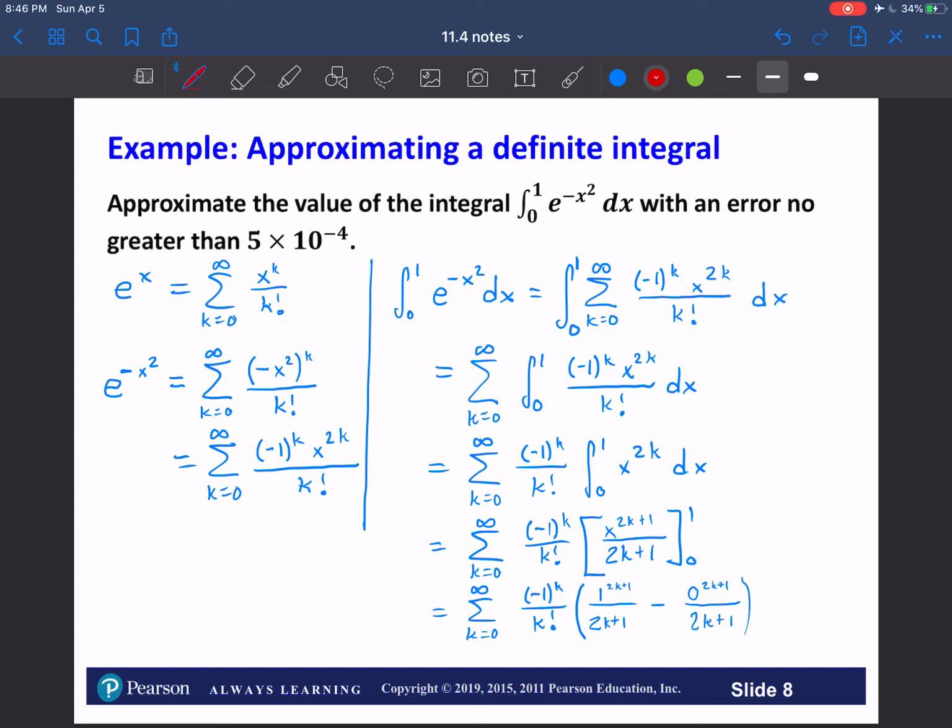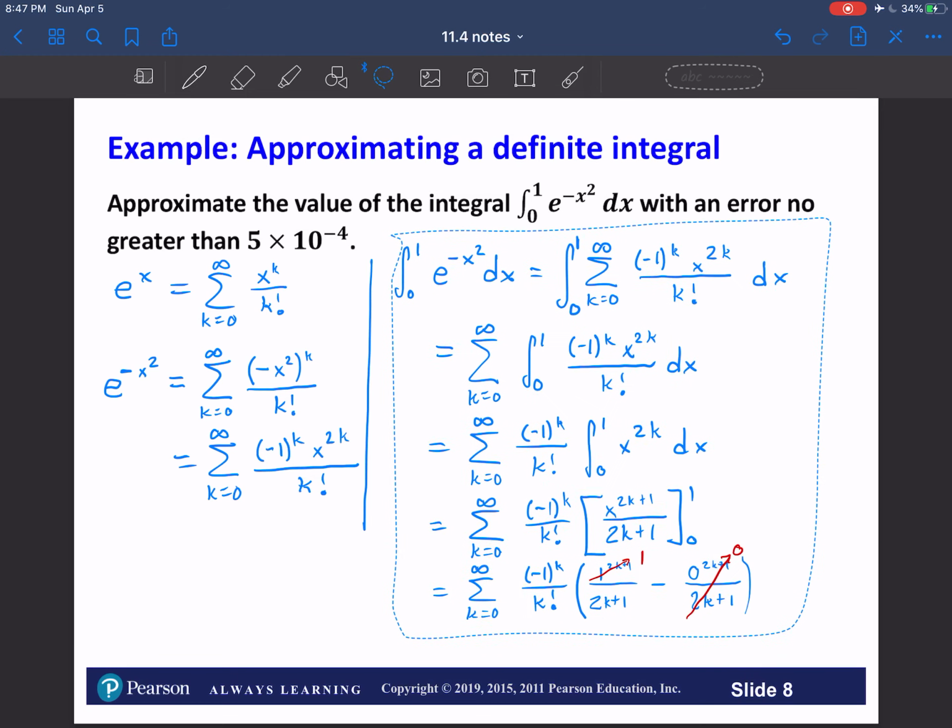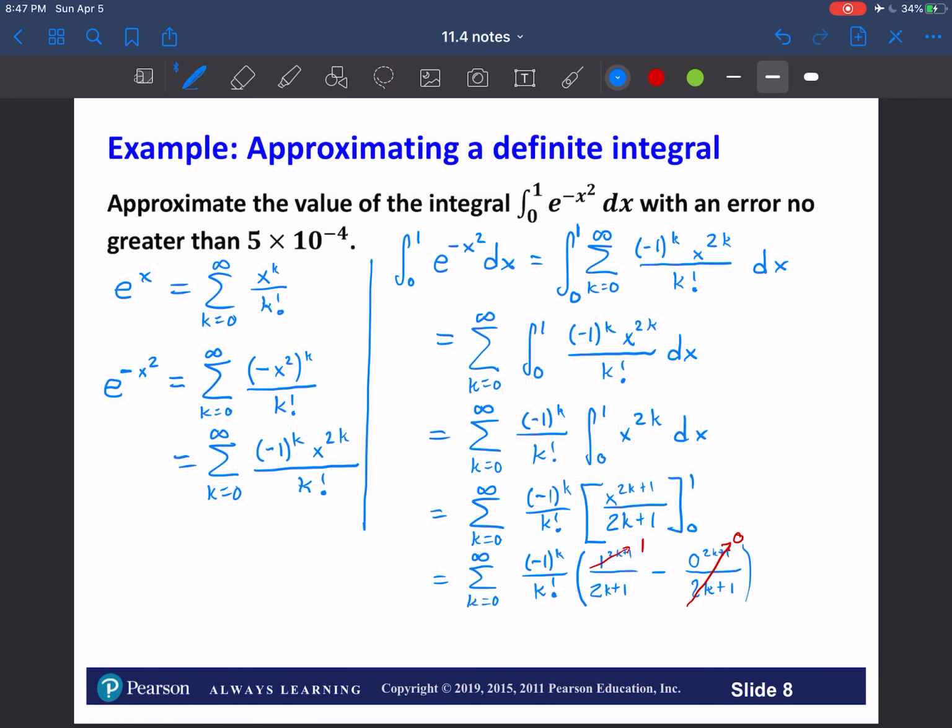Well, of course, 0 to the 2k plus 1 is just 0, so this whole term is just 0. And then 1 to the 2k plus 1 is just 1. And so what we are left with, I think I'm going to have to move everything up just a slight bit, is the sum from k equals 0 to infinity of negative 1 to the k over k factorial times 1 over 2k plus 1. All right, so that's our start.